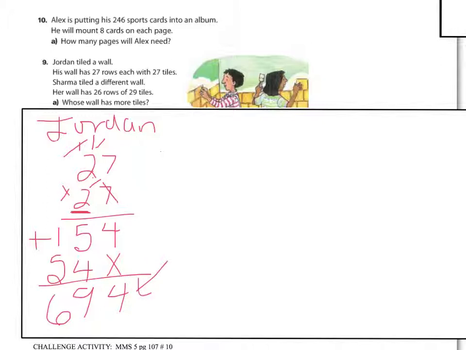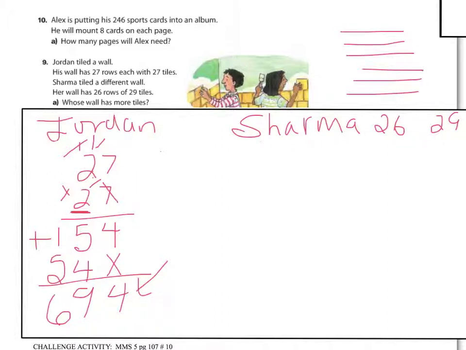Am I done? Nope. Whose wall has more tiles? Well, I don't know that until I figure out how many tiles Sharma's wall had. Well, Sharma's wall had 26 rows of tiles with 29 in each row. So again, I can envision that. Oh, 26 rows, 29 each. Ooh, that's groups of. I'm multiplying 26 times 29.